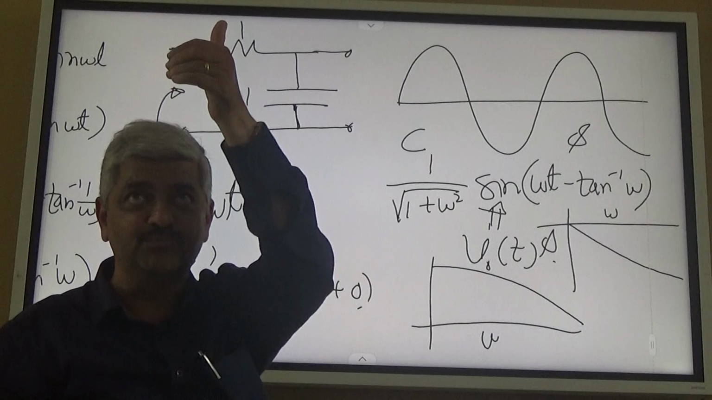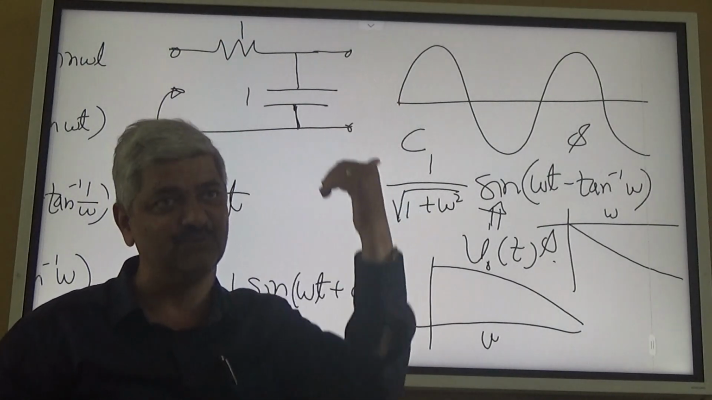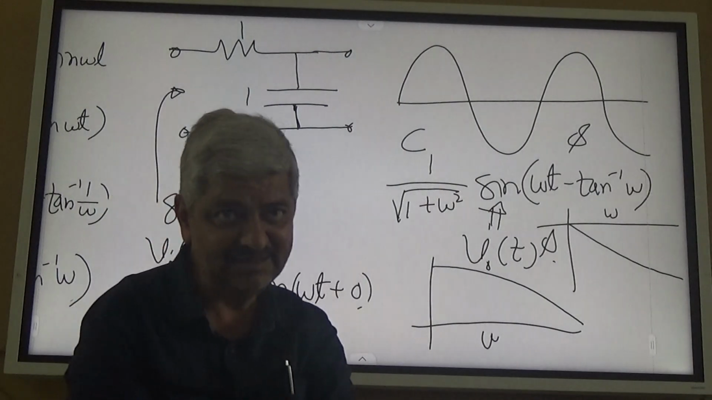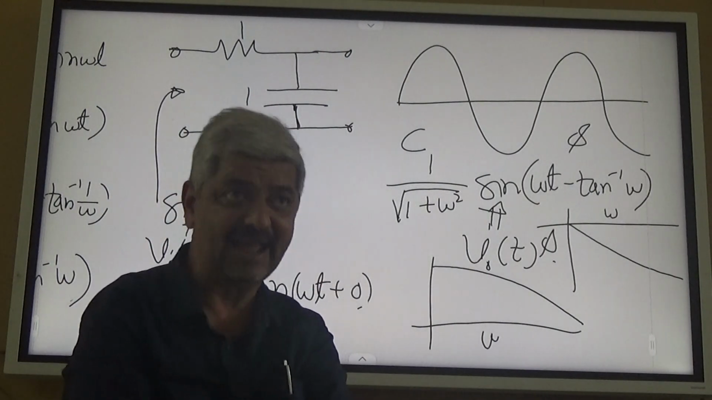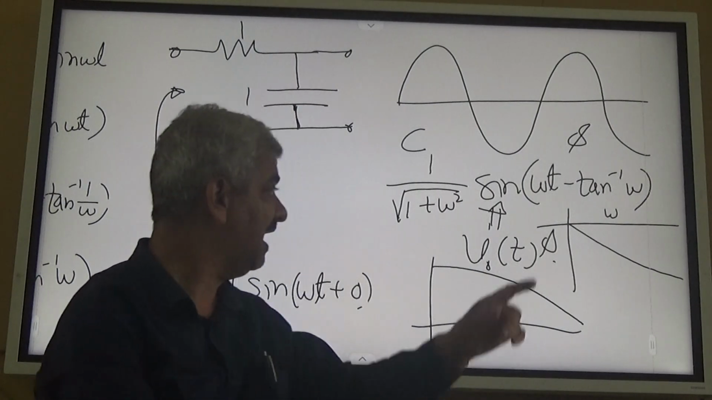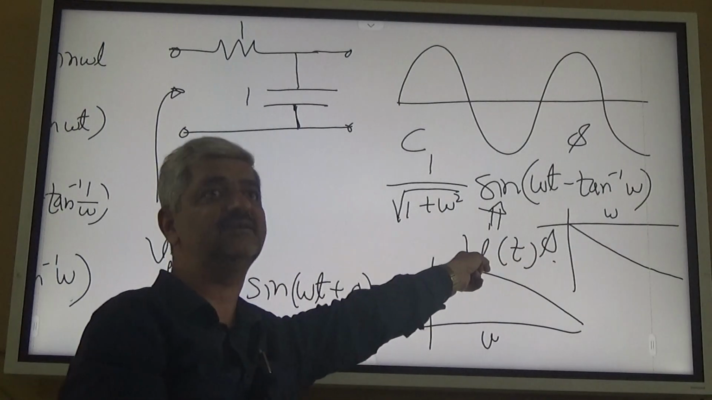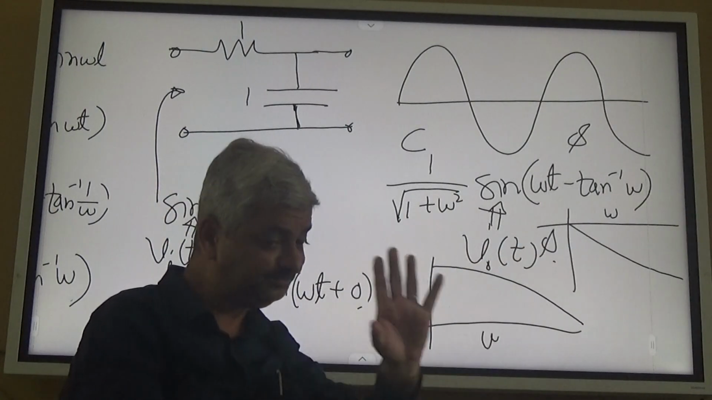So the ratio of output amplitude upon input amplitude, and the difference of output phase minus input phase. So amplitude gain and phase shift are both functions of frequency. Amplitude gain and phase shift are plotted as frequency response.